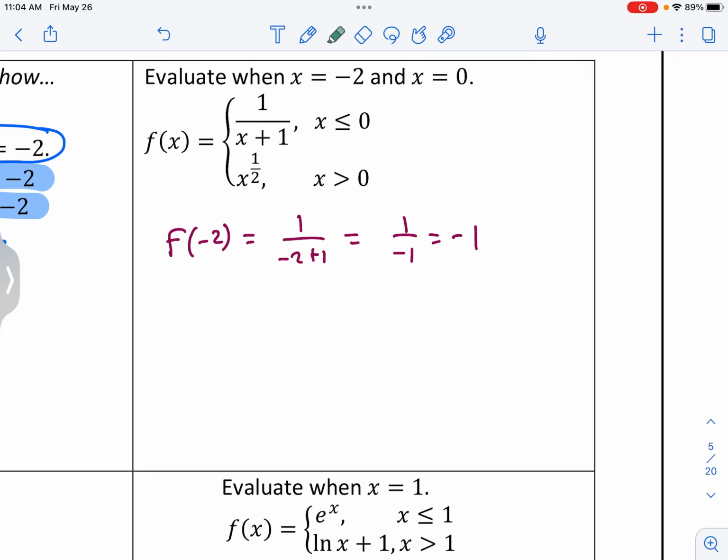Now the second evaluation is at 0. It also belongs to the first piece. So we'll do f of 0 is 1 over 0 plus 1, which is 1.